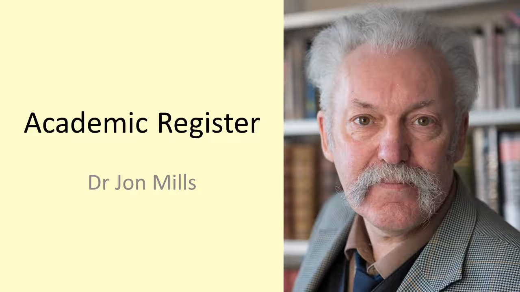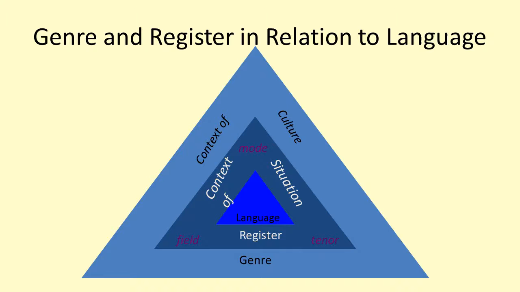Today, I'm going to talk to you about academic register, or the ways in which academic discourse differs from other types of discourse. All language takes place in some sort of context. The broader context we call genre. Genre has to do with the context of culture.